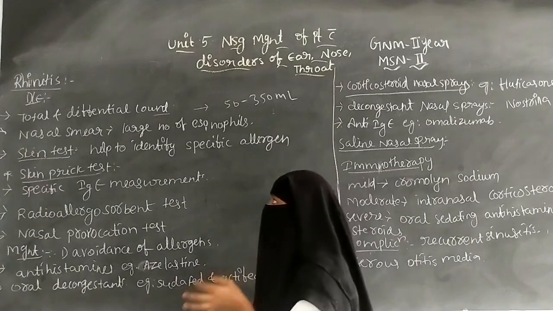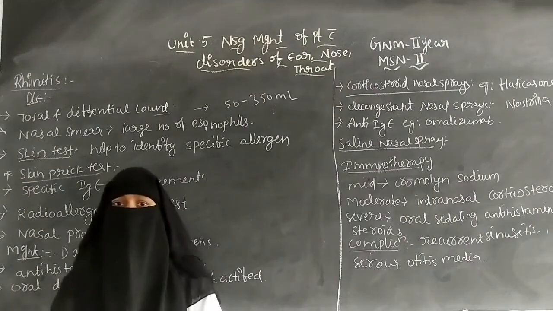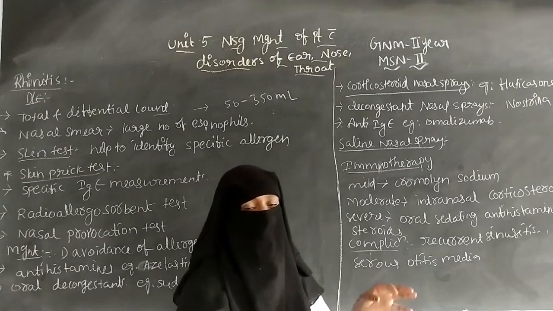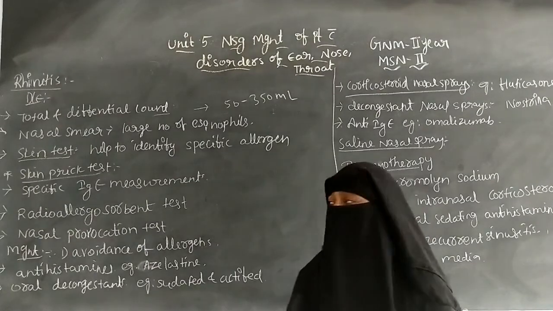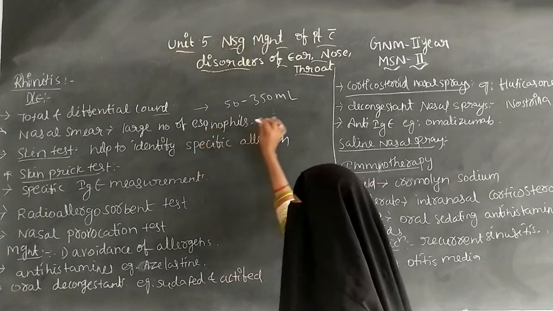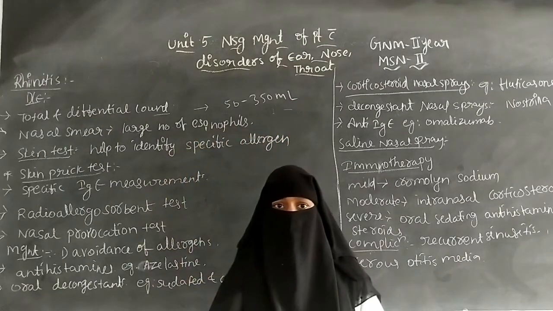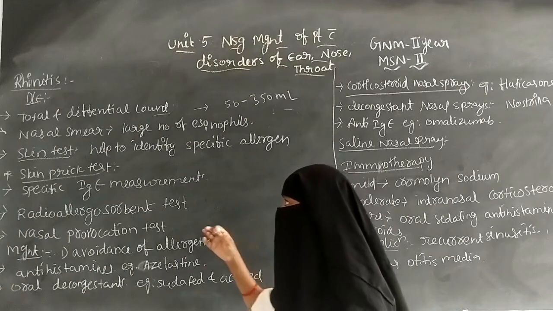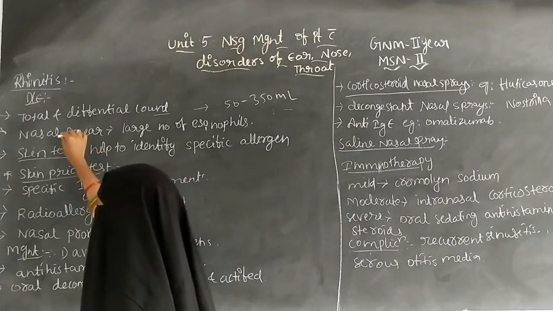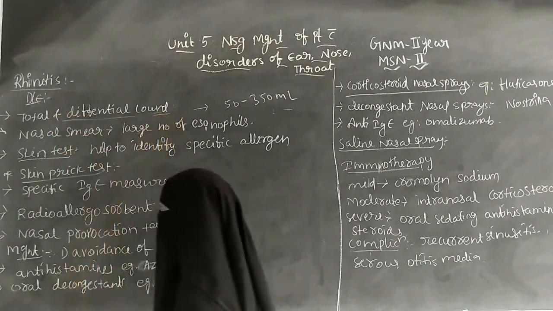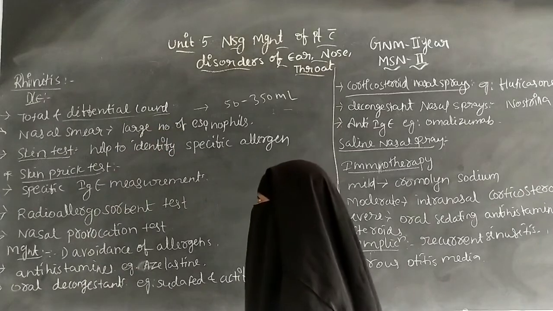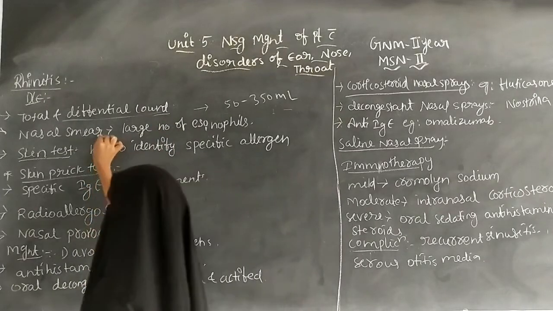In this total and differential count, we measure the eosinophils present in the blood, and we can identify whether any abnormality is present. We can identify whether there is a high production of eosinophils or whether the count is in the normal range by the total and differential count. The next one is the nasal smear.